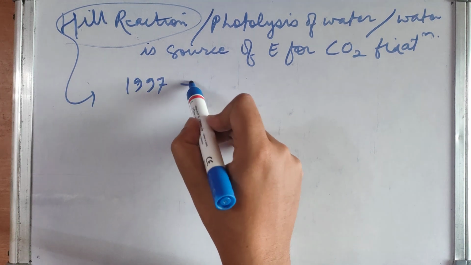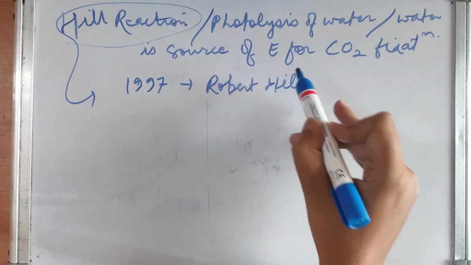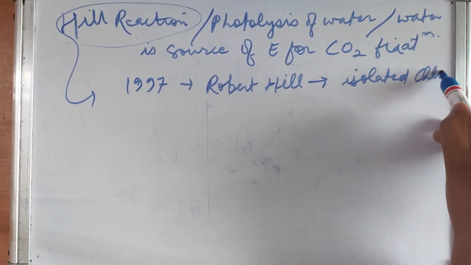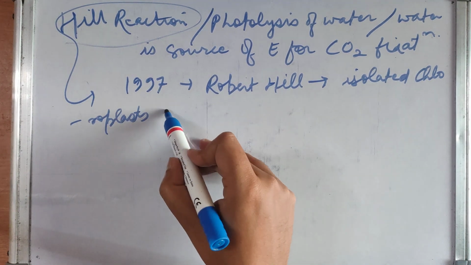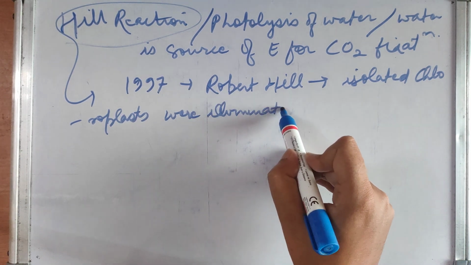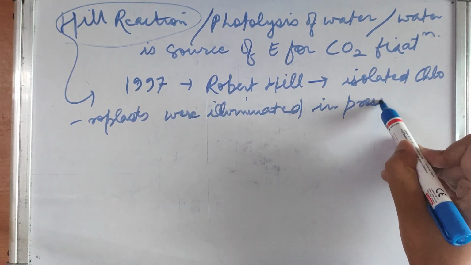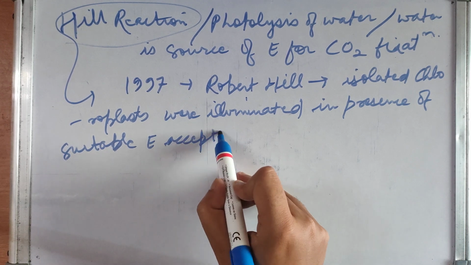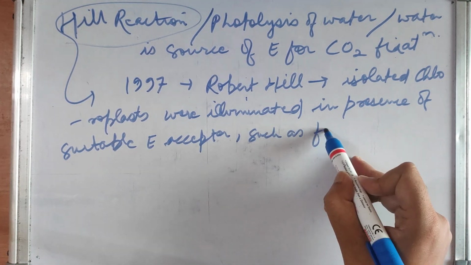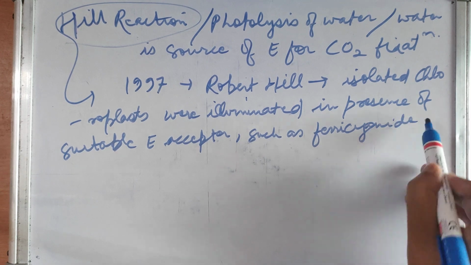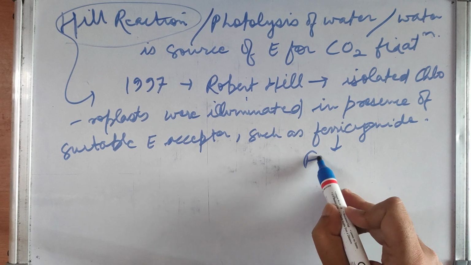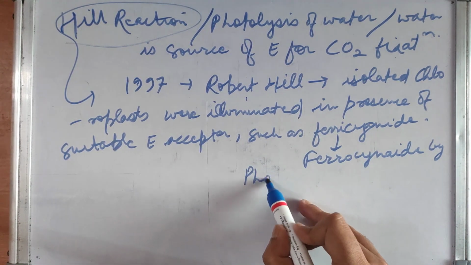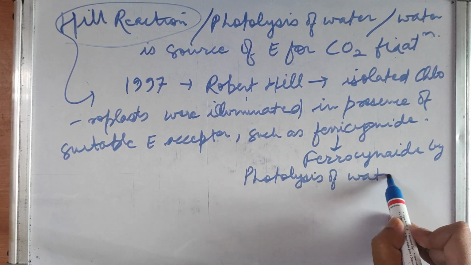In 1937, the scientist Robert Hill demonstrated that when isolated chloroplasts were illuminated in the presence of a suitable electron acceptor such as ferricyanide, the ferricyanide is reduced to ferrocyanide by photolysis of water, and this reaction is called the Hill reaction.